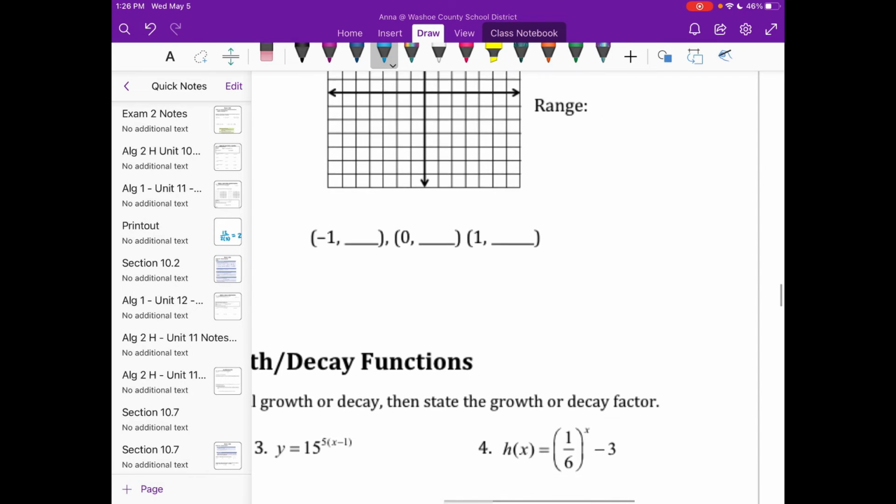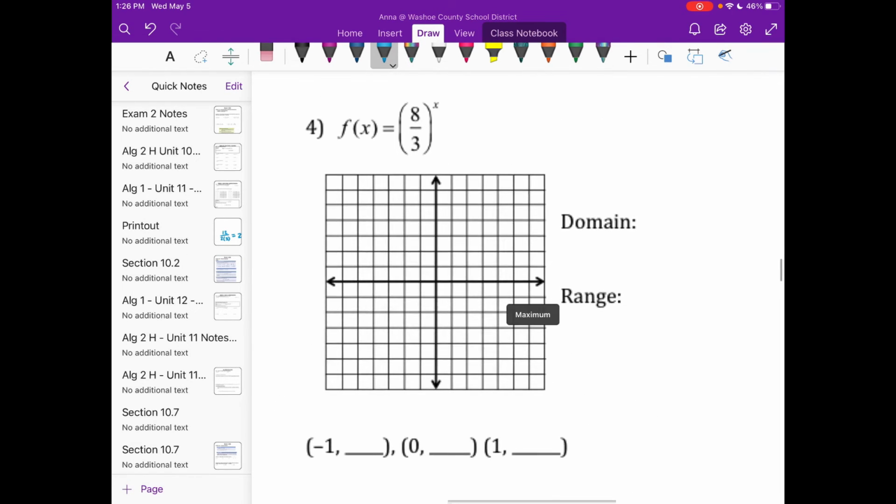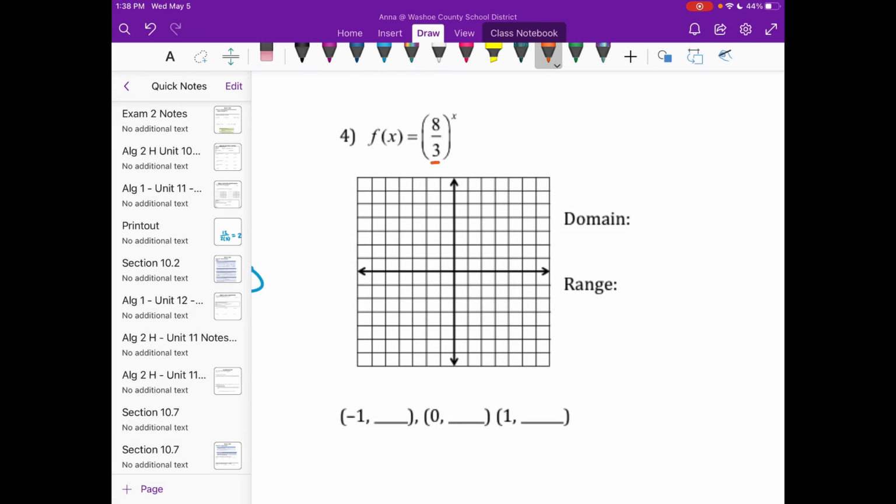Cool. Hopefully we're getting the hang of this. Number 4. So we have to be really careful. Look at our base. Our base is 8 over 3. Is 8 over 3 smaller than 1? It's definitely not, because if you do 8 divided by 3, pretty sure you get 2.66 repeating.